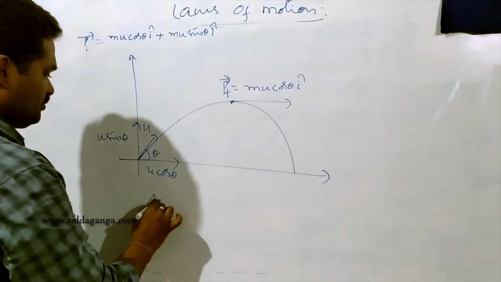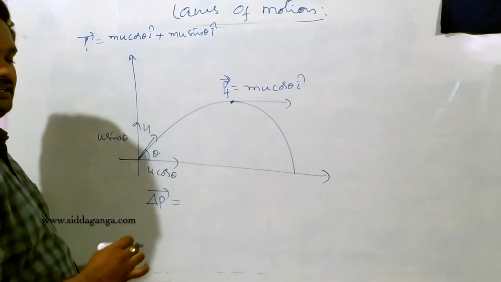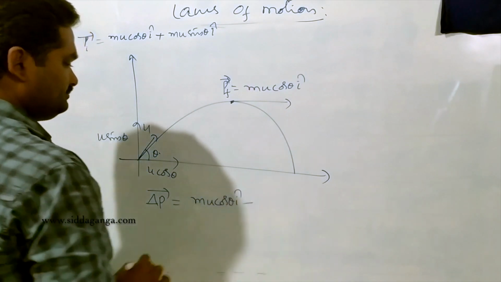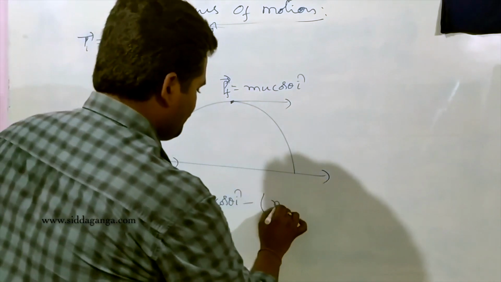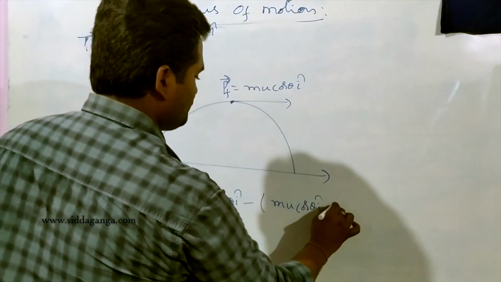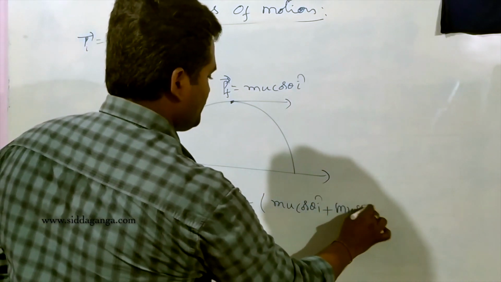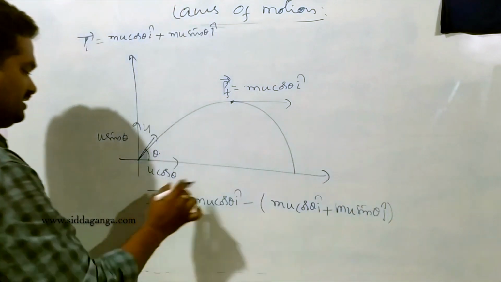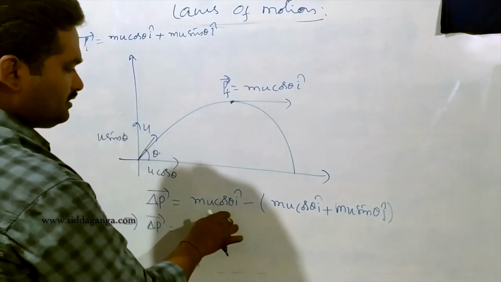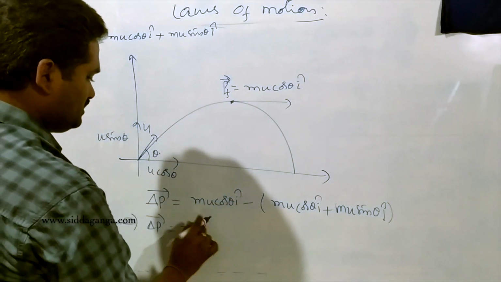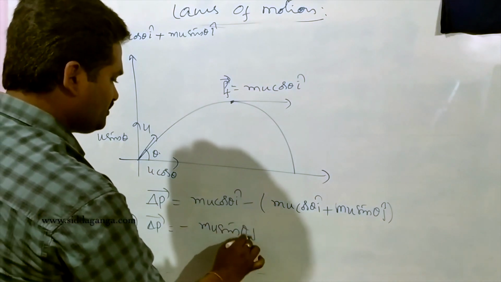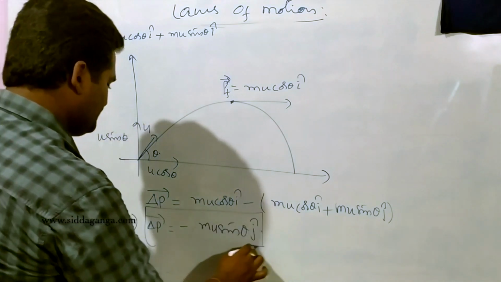So the change in momentum during the time of ascent, if they ask, you have to write: final momentum is mu cos theta i cap, minus the initial momentum, mu cos theta i cap plus mu sin theta j cap. So finally, what is the change in momentum during ascent? Delta p equals, the cos theta terms get cancelled, finally minus mu sin theta into j cap. This is the change in momentum of the projectile during ascent.